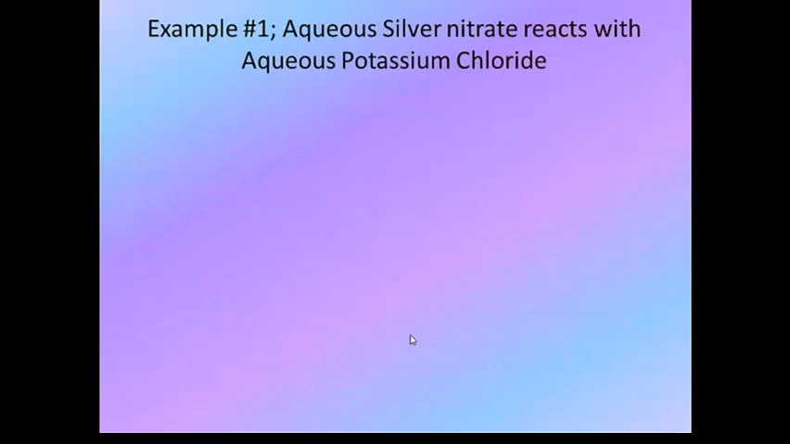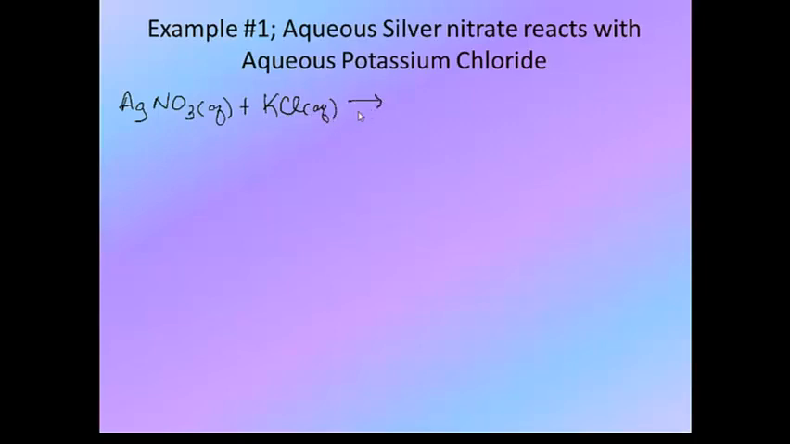Alright, we are going to do some examples of metathesis reactions. And again, you need to know how to write these formulas, because on the AP exam and mine, they are going to be in word format. So it says that silver nitrate in its aqueous form reacts with potassium chloride in its aqueous form.